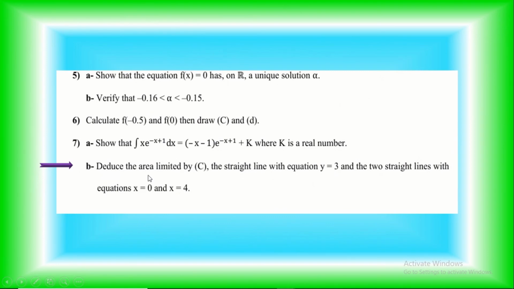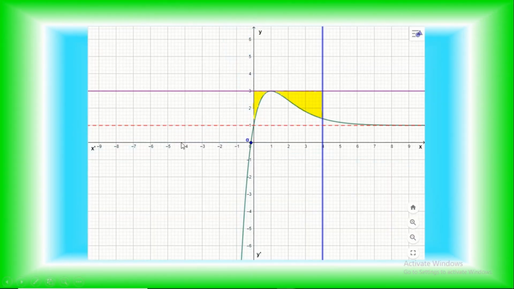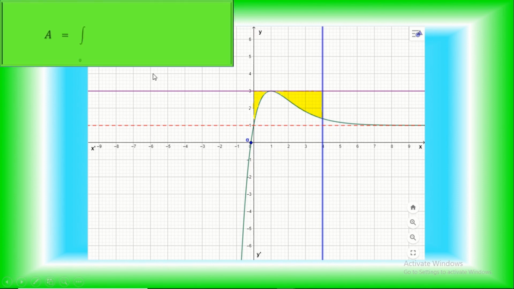Now deduce the area limited by the curve C, the straight line with equation y equal 3, and the two lines with equations x equals 0 and x equal 4. Well, note something, here is the shaded area that we should solve. The straight line of equation y equal 3 is above the curve C. So if we think about this area, it will be 3 minus f of x.